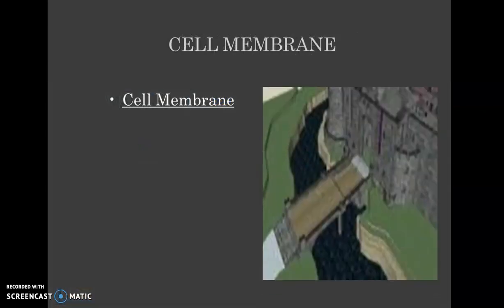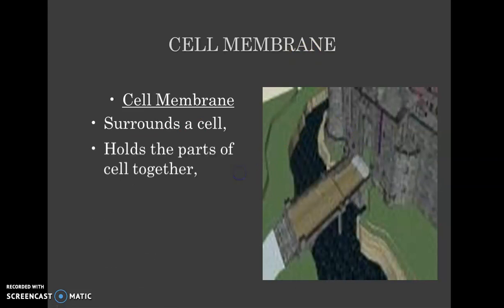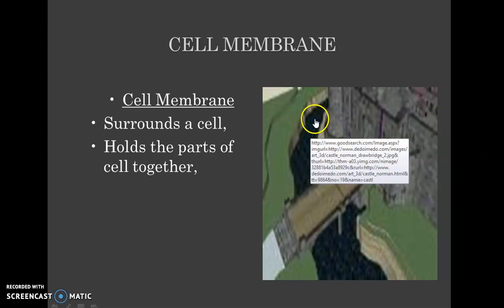Now here's what a cell membrane is. It's not a castle. But I kind of think it's similar to a castle's walls because it's what surrounds the cell. It's kind of the outer wall, so to speak. I maybe shouldn't use wall because we'll talk about differences later, how a plant has a cell wall and an animal cell does not. But it kind of holds everything in, much like a castle does, right?